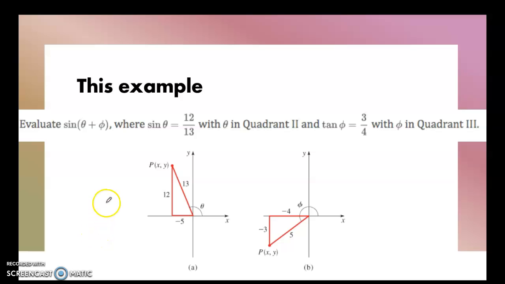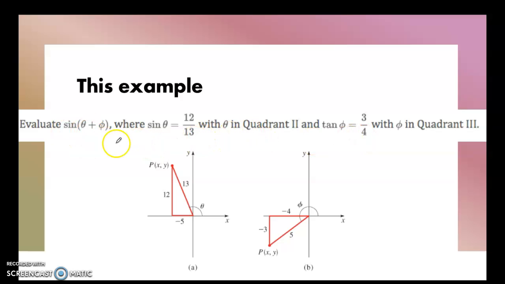Okay, so our first example is we want to evaluate sine of theta plus phi, where sine of theta equals 12 over 13, with theta in quadrant 2, and tangent of phi is 3/4 with phi in quadrant 3. And I apologize to all of you in Greek organizations because I'm butchering the Greek letters.